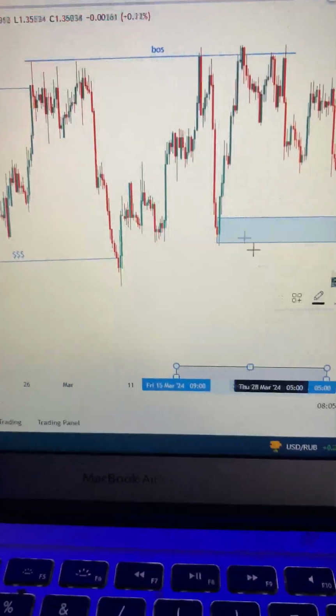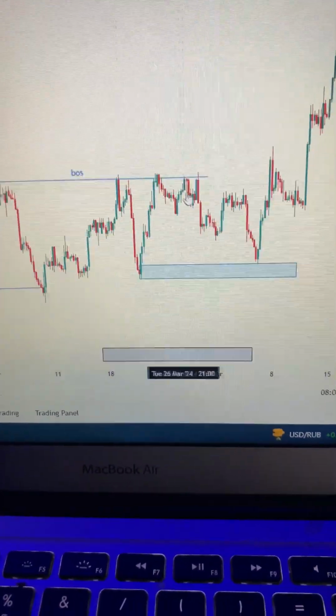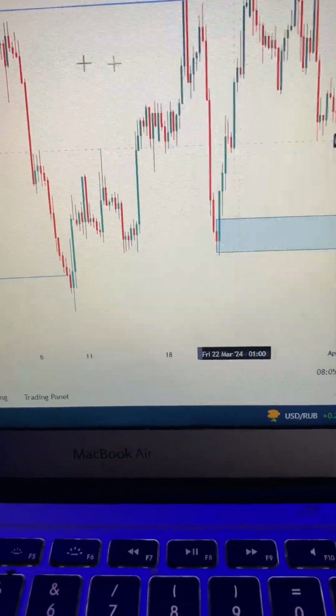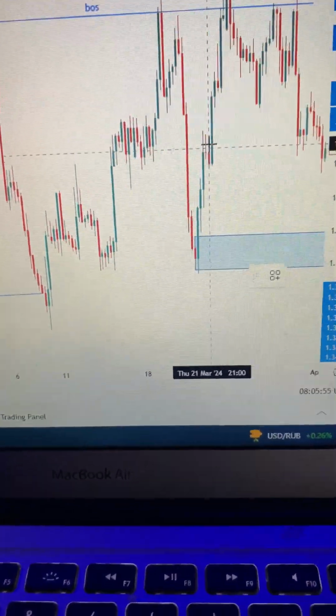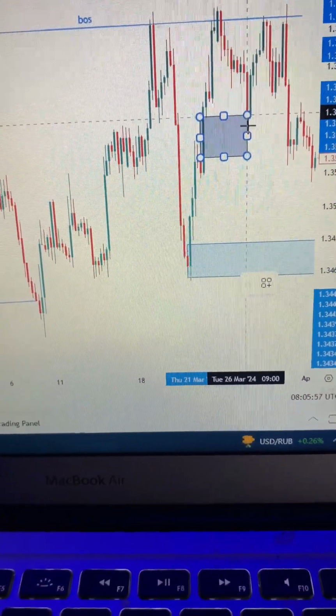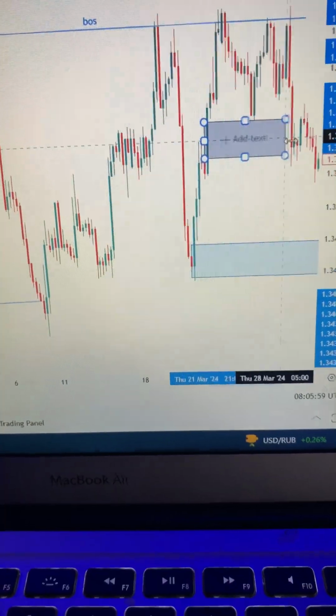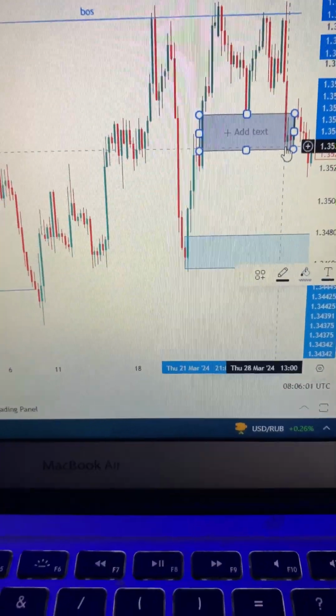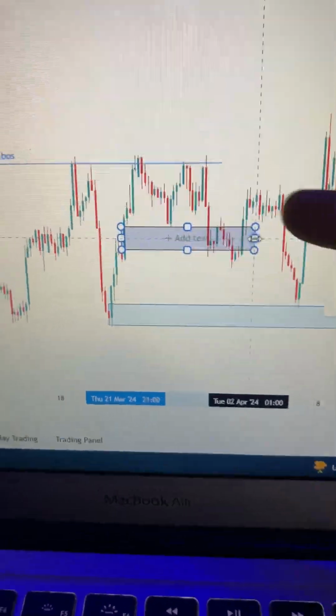So now, what happened? We also see a fair value gap, because I told you there must be a fair value gap. This is a fair value gap. See, a fair value gap at that zone. So now what happens? Price comes back and fills up the fair value gap.